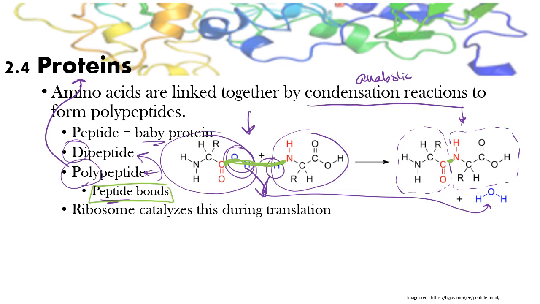What helps to form these bonds are ribosomes. Ribosomes, the protein factories of the cell. Ribosomes' job is to catalyze the formation of these peptide bonds during a process called translation. We'll talk about that more later.